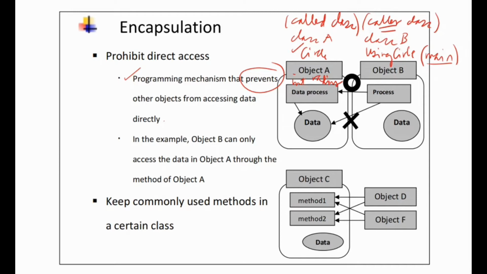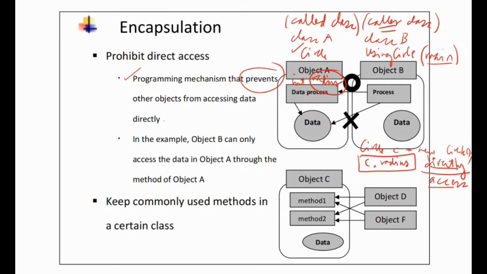So here we would say Circle c gets new Circle. And then we would say c.radius, right? Now, this expression is a way of directly accessing the data of object A, radius. So this is a direct access.